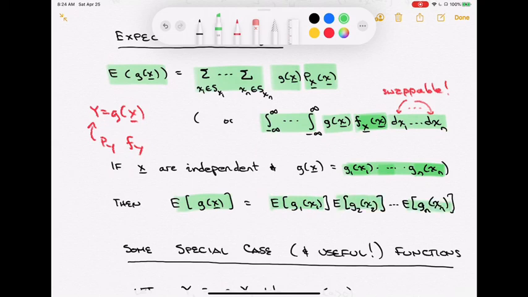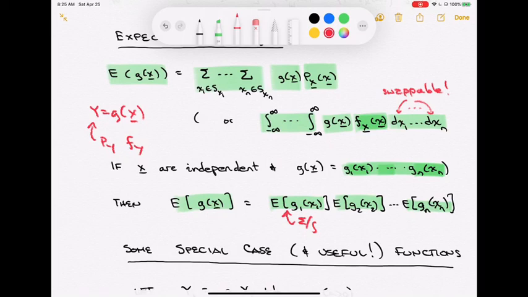So expected value of g1(x1), expected value of g2(x2), and this really can be a lot simpler, right? Why? Because this is going to involve just a single sum or integral. It's not going to be an n-dimensional one. It's just going to be a single one, and so that's easier to visualize. It's easier to mechanically carry out. It just makes everything easier. Independence is absolutely your friend.